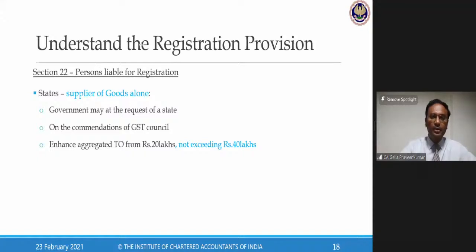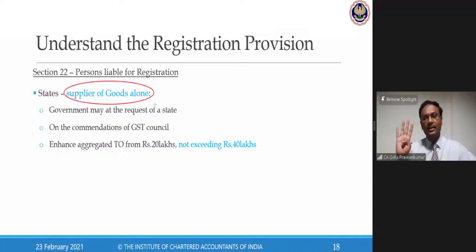If you are a supplier of goods alone, if you are a supplier of goods alone, then the 20 lakhs can be enhanced up to a sum of rupees 40 lakhs. Is it applicable for special category states? No. Sir, other than special category states, if I talk about a supplier who is supplying only goods, no services. Now, exception to that, rent, your income from fixed deposits. Now, that is what they're saying here in this particular section 22.